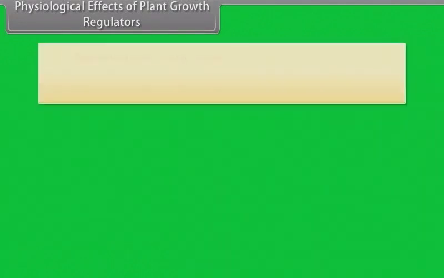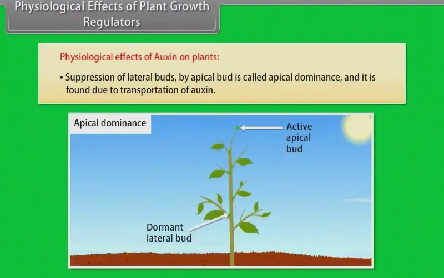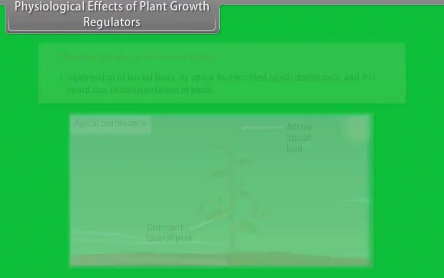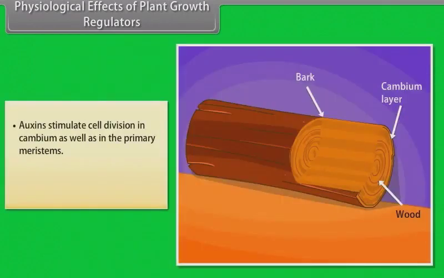Physiological effects of auxin on plants. Suppression of lateral buds by the apical bud is called apical dominance, and it is due to transportation of auxin. Auxin stimulates cell division in cambium as well as in the primary meristems. Cell elongation is an important role played by auxins.